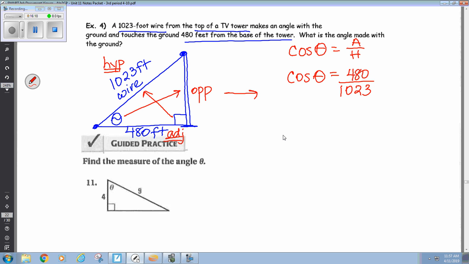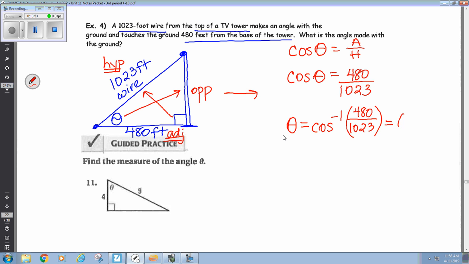You don't have to worry about reducing the fraction because we're getting ready to put it into the calculator. If reducing the fraction makes you feel better, that's fine. But in this case, you don't have to worry about it. Now we get ready to plug it in the calculator and be done with the problem. Move the theta in front: theta equals cosine inverse of 480 over 1023. Now we're prepared to let the calculator do the rest of the work.